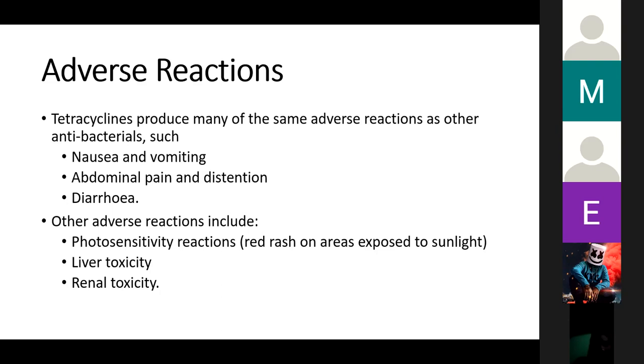So it's important when a patient complains of a rash, look at the distribution. Are they on the sun exposed areas? Is it possible that it is a photosensitive rash? Then renal toxicity, liver toxicity. Just to cast your mind back, aminoglycosides are also associated with renal toxicity. So gentamicin, amikacin, they are also culprits for renal toxicity.